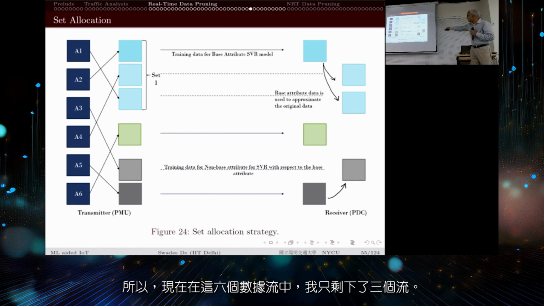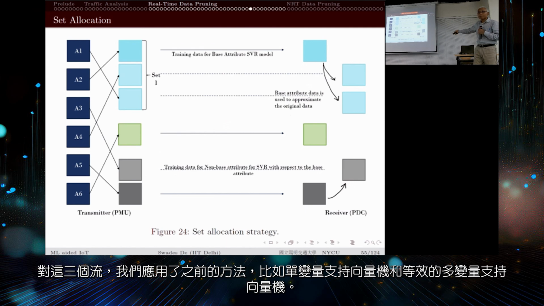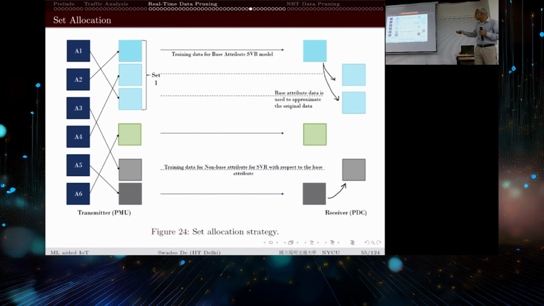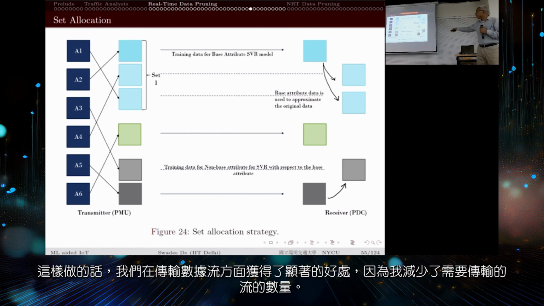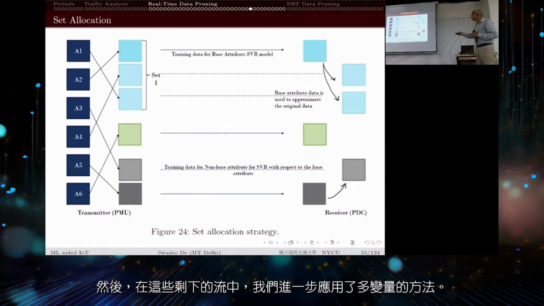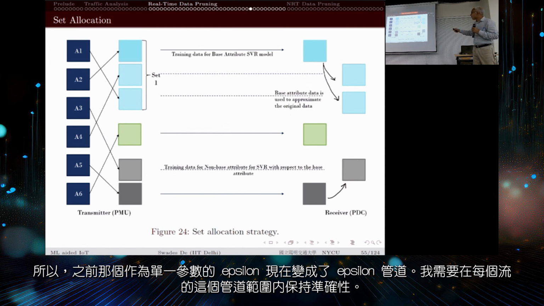So now out of these 6 streams, I am left with only 3 streams. On these 3 streams, I am applying whatever we did, the single variate SVR equivalent, the multivariate SVR. That way we have gained significant benefit, as you can see, since I have reduced the number of streams to be transmitted, and out of them we are further applying the multivariate SVR. So instead of epsilon as one single scalar parameter, now we have an epsilon tube, around which I have to maintain the accuracy for each of them.